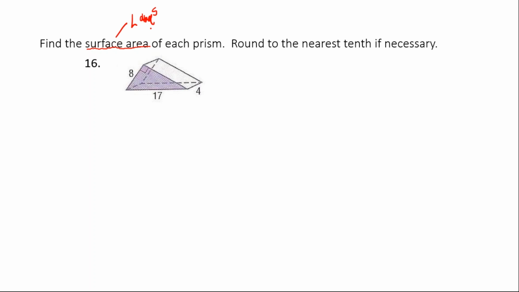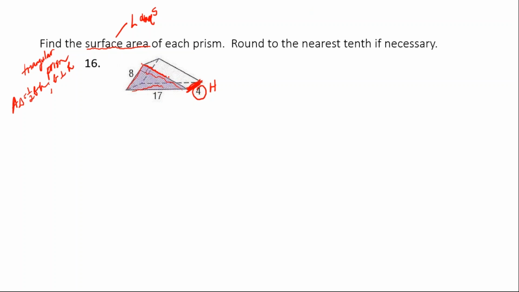So, triangular prism. Here's my triangle. That's the only ones that could be parallel. So that makes this one the height because that's the distance from here to the two triangles. Problem is, area of a triangle is half the base times height. And base and height have to be perpendicular.